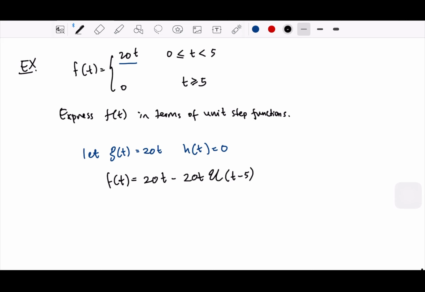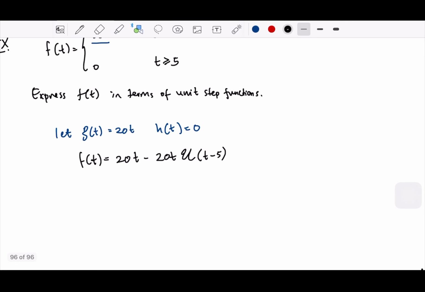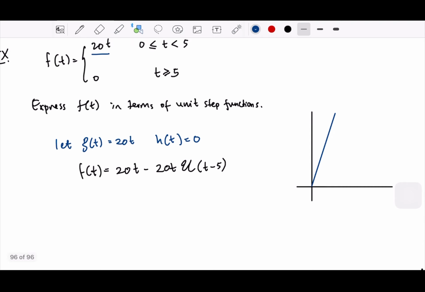And I think we could imagine that this graph goes up until it's 20t from 0 to 5. If this is 100, then this will be 5, and after this 5 it will be equal to 0, right? This is t, this is f of t.